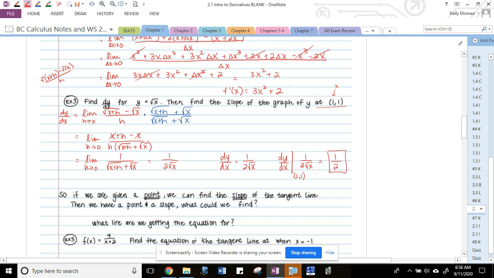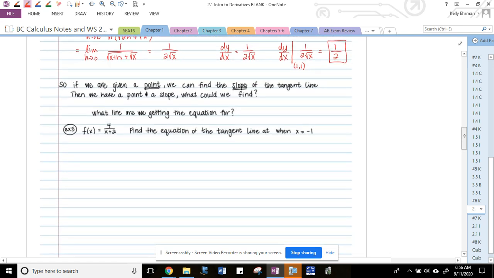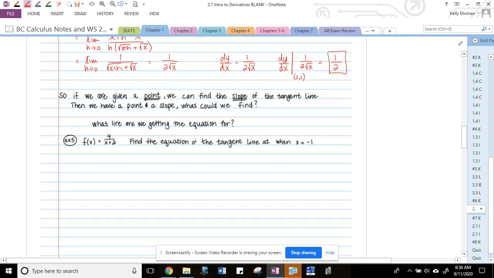If we were doing function notation, it would just be f prime of 1 equals whatever. But here we have this little notation. So if we're given a point, we can find the slope of the tangent line. And then if we have a point and a slope, what could we find? Point, slope form of a line. Remember point slope form? y minus y1 equals m times x minus x1.